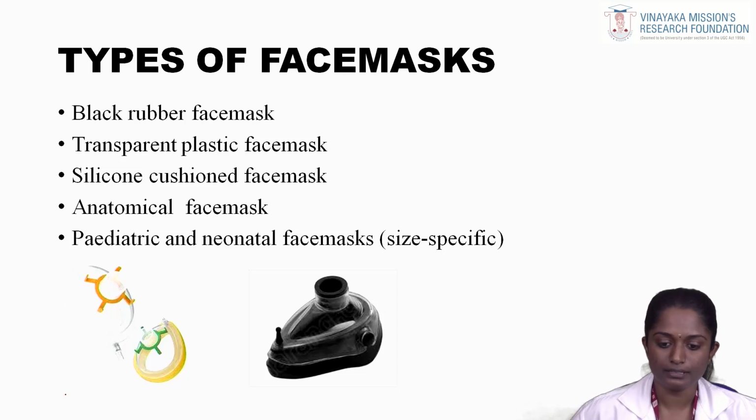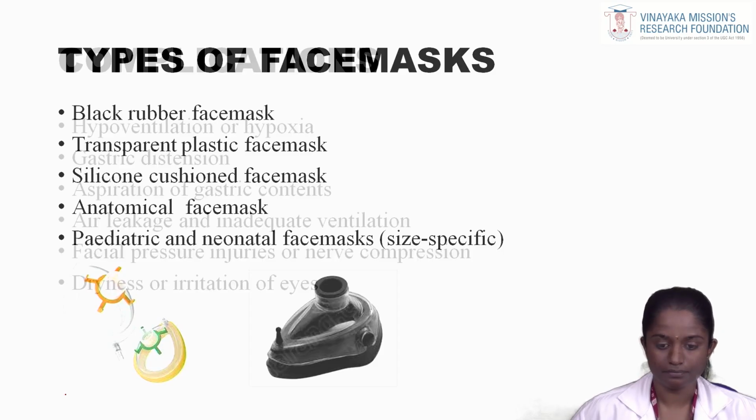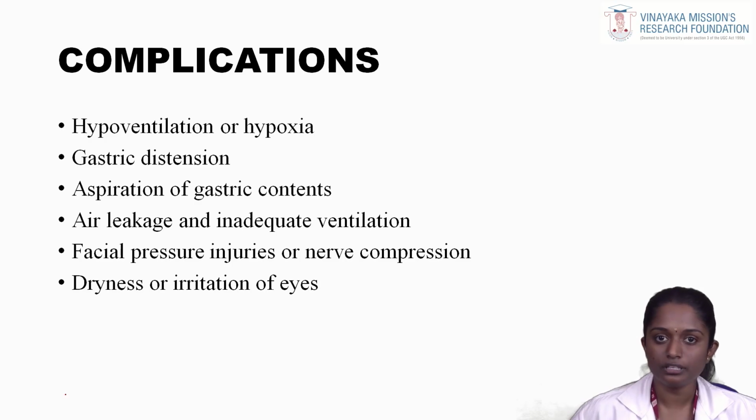Then we have the types of face mask. In types of face mask we have black rubber face mask, transparent plastic face mask, silicone cushion face mask, antistatic face mask, and pediatric and neonate face masks. Now we will see the complications of the face mask: hypoventilation or hypoxia, gastric distension, aspiration of gastric contents, air leakage and inadequate ventilation, facial pressure injury or nerve compression, and dryness or irritation of the eyes. These are the major complications when we use a face mask.